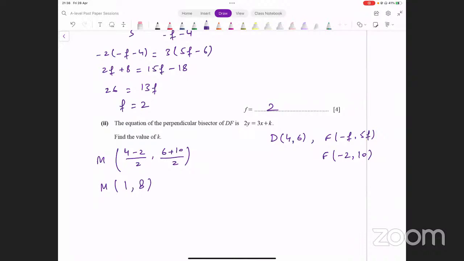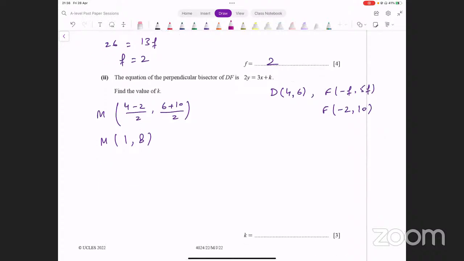ये जो perpendicular bisector है, it has to pass through this point. It has to pass through this point m. Okay? इससे पास करना चाहिए। तो हम क्या करेंगे, हम ये पॉइंट इसके अंदर इनपुट कर देते हैं। We have the equation 2y equals 3x plus k. इसके अंदर ये पॉइंट इनपुट कर दें। Put 1 and 8 in this. x की जगह पे 1 डाल दें, y की जगह पे 8 डाल दें, and see what you get from that. क्योंकि ये पॉइंट उस लाइन के ऊपर लाई करता है, it should satisfy the equation of that line.